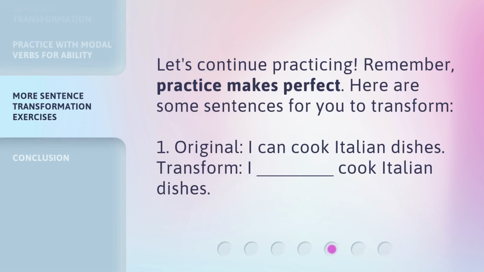Let's continue practicing. Remember, practice makes perfect. Here are some sentences for you to transform. 1. Original. I can cook Italian dishes. Transform. I, blank, cook Italian dishes.